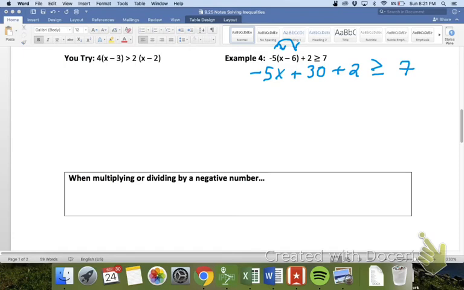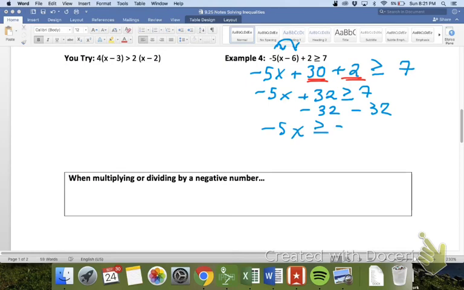Now, if I want to combine some of my like terms here, I have a 30 and a 2, so I can add those two together and get -5x plus 32 is greater than or equal to 7. I can subtract 32 from both sides. Get -5x is greater than or equal to -25. Now, at this point, if this was a normal equation, the next step would be to divide both sides by -5. And that still is going to be our next step.